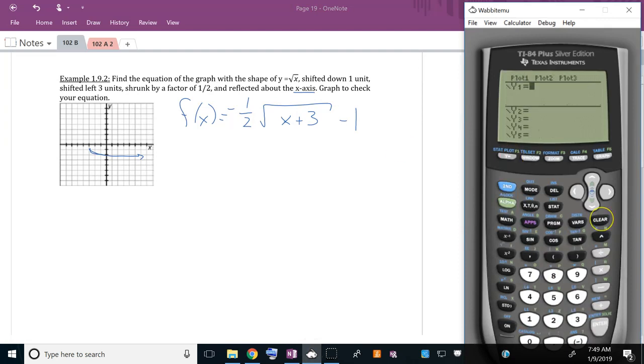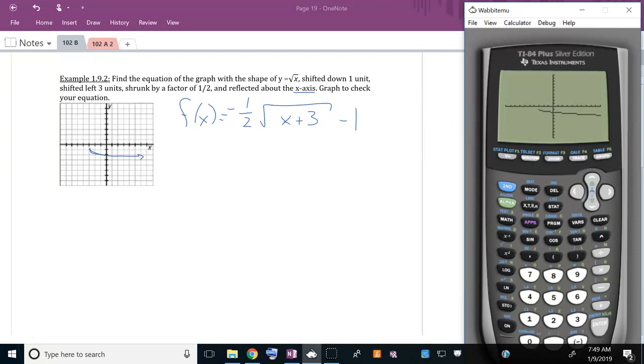Let's get our calculators up and check that. So negative 1/2, and then the square root of x plus 3. Make sure the plus 3 is underneath the radical, but the minus 1 is outside. And then let's graph that. And yes, that does look pretty similar to what I graphed by hand.